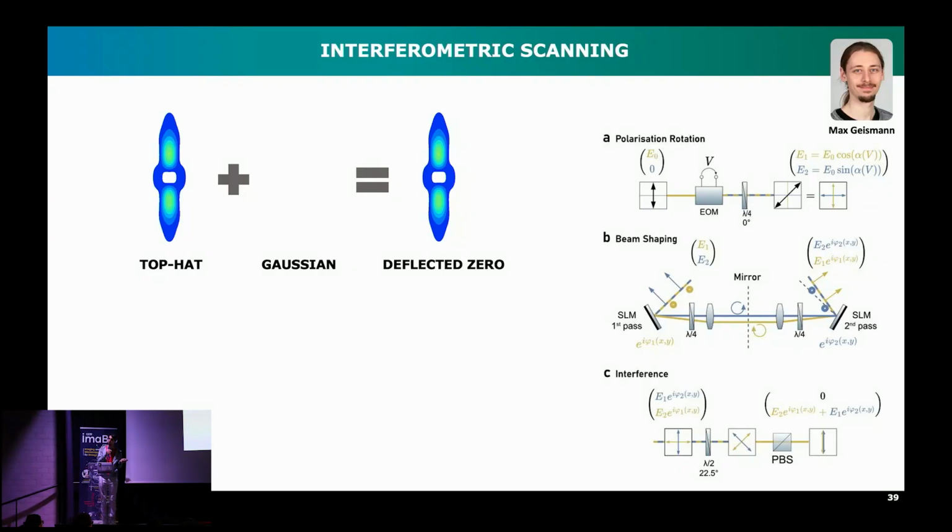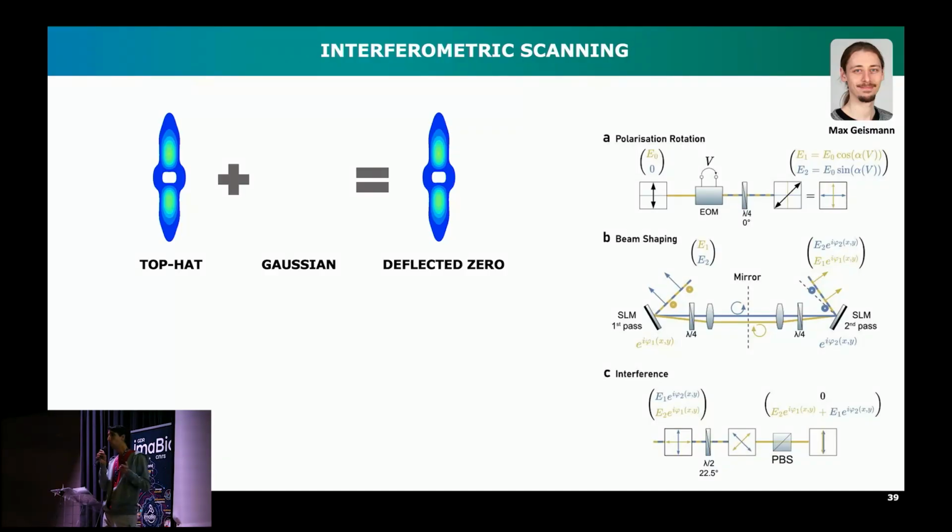a double pass on an SLM with a polarization rotation in between, and finally a polarization rotation fixed one and a polarization beam splitter. What this means is that we're patterning the vertical polarization, we're patterning the horizontal polarization, then we rotate them both and make them interfere in a PBS. This is what we do.